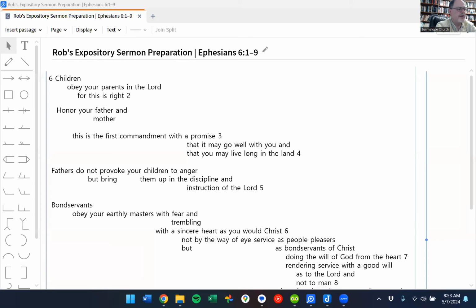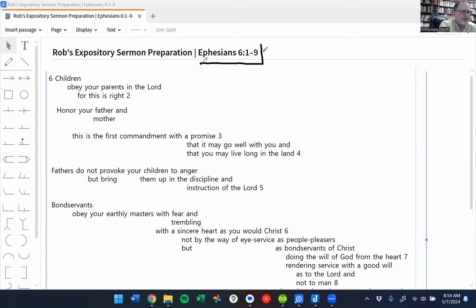And let's start. One of the things that we're always looking to do is looking for how a text is laid out. What is the structure of the text? And maybe even before we get to that, we've got to look at the background. So we know we're looking at Ephesians 6, verses 1 through 9. And this is actually part of what was called a household code, which is, there were patterns of this in the New Testament times.